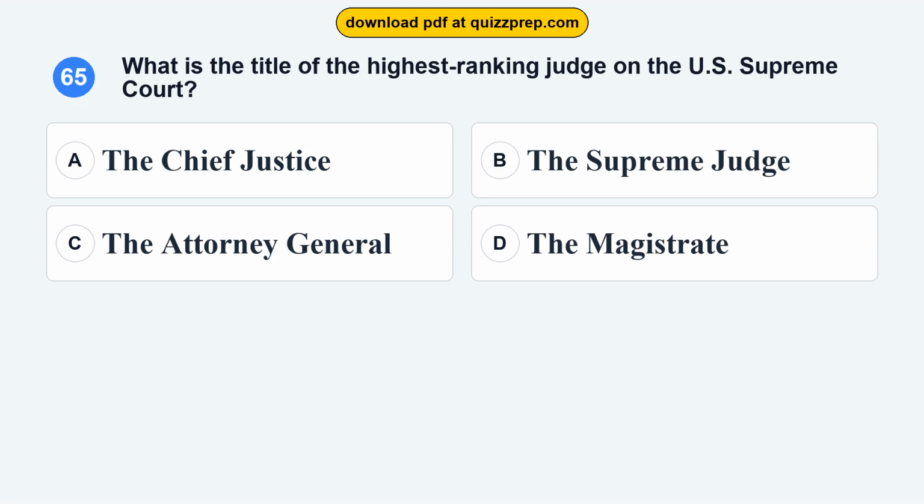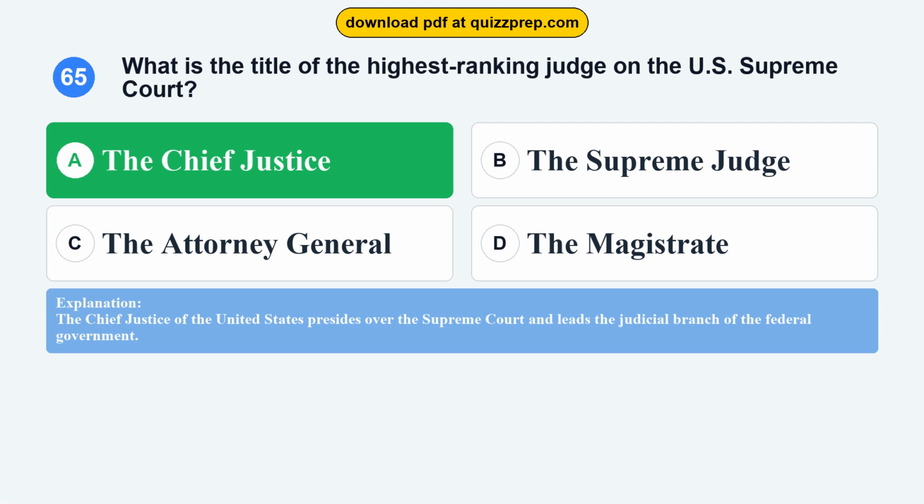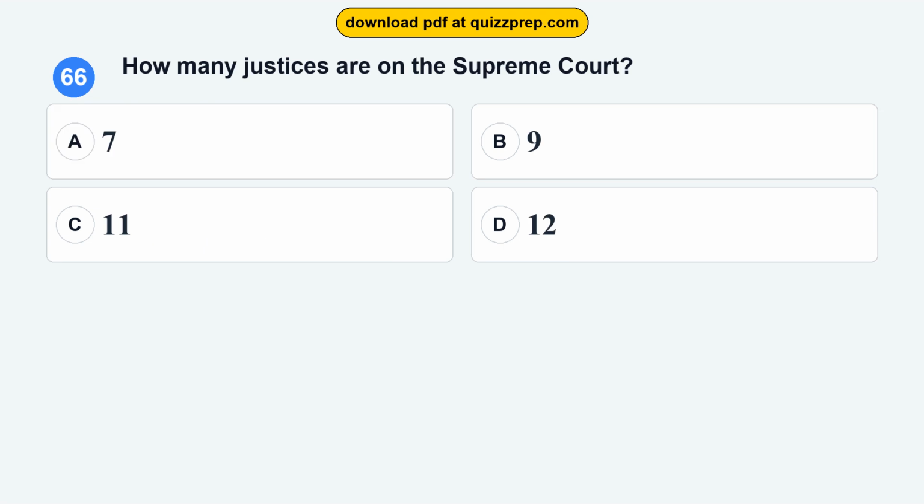Question 65. What is the title of the highest-ranking judge on the U.S. Supreme Court? Option A, the Chief Justice. Option B, the Supreme Judge. Option C, the Attorney General. Option D, the Magistrate. The correct answer is option A, the Chief Justice. The Chief Justice of the United States presides over the Supreme Court and leads the judicial branch of the federal government.